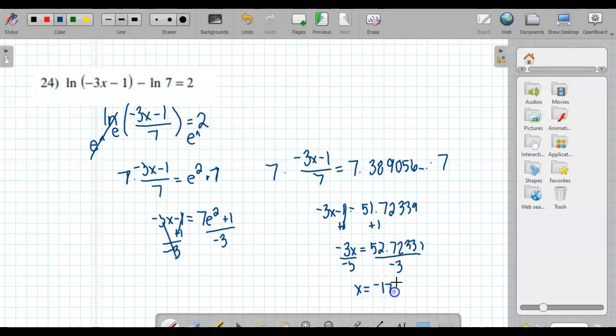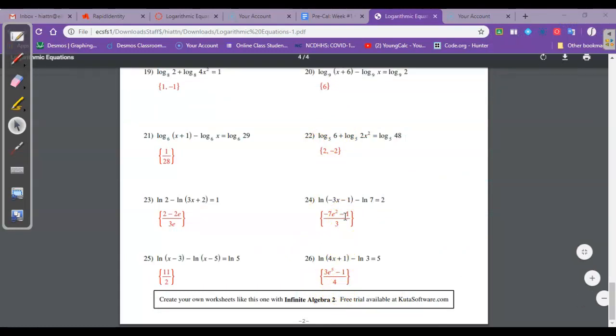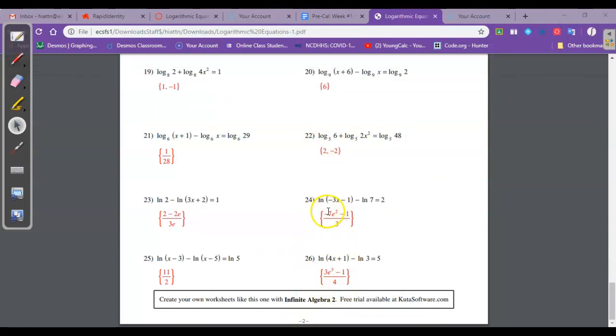negative 17.574. So this answer here, negative 17.574, is equivalent to 7e squared plus 1 over negative 3. Let me look one more time here. And actually, you will see that they have negative 7e squared minus 1 over 3 as the answer.